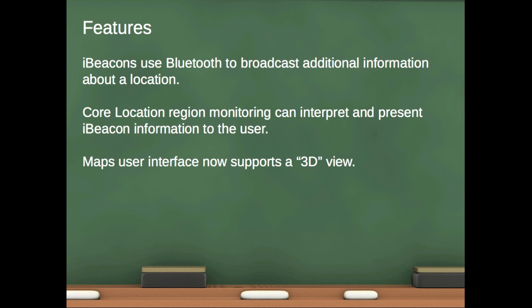CoreLocation has had region monitoring for a while, but now that region monitoring can interpret and present iBeacon information to the user. There's also a change in the MapKit user interface that we're not going to talk about. This is user-facing only. MapKit now supports a 3D view that allows you to zoom into a particular area in MapKit, showing it in a 3D representation.